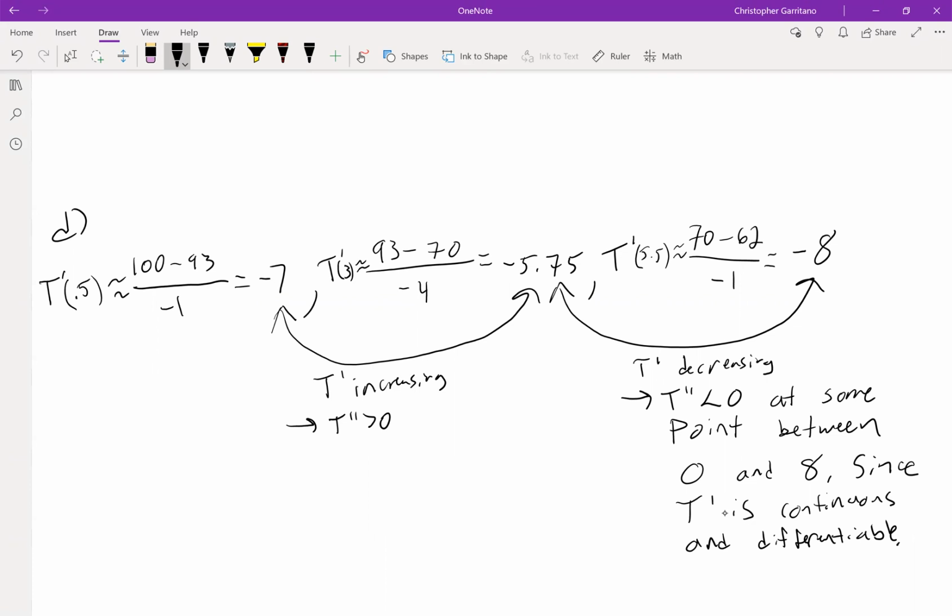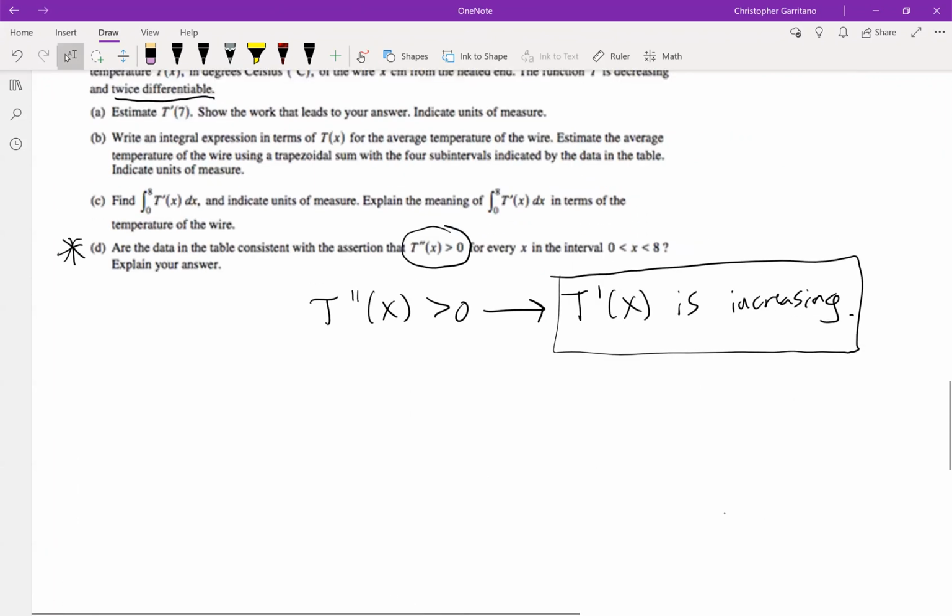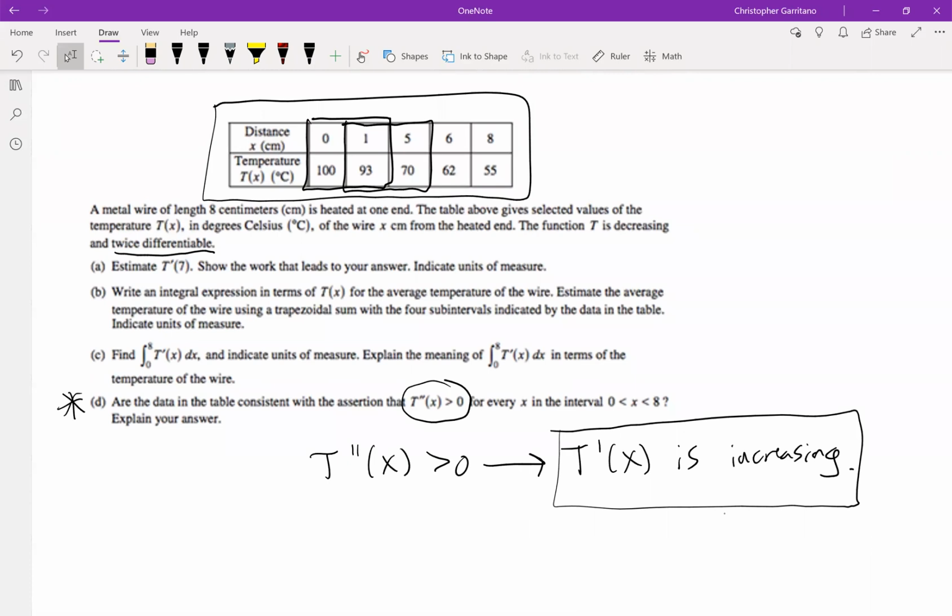So let's see. From t prime of 0.5 to t prime of 3, the derivative, the slope, has gone from -7 to -5.75. That's an increase in value. So if t prime increases over an interval, that means t double prime was positive over that interval. All right, so this doesn't really help us disprove anything. If anything, it is consistent with the assertion that t double prime is positive. But of course, we've only checked a part of the interval.